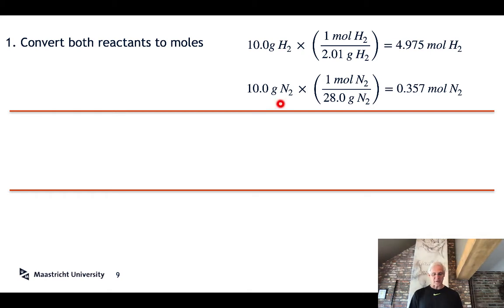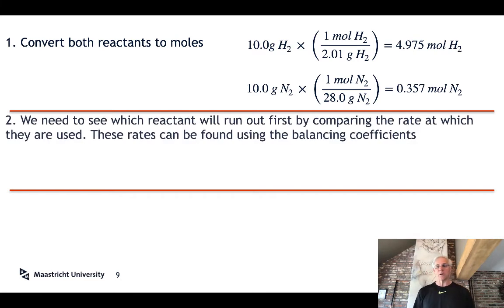Now 10 grams of N2 doesn't give us nearly the same amount of moles, because N2 is a much larger molecule. Nitrogen is a much larger atom than hydrogen, so it weighs more per atom, and so the molecules weigh a lot more as well. So we don't have nearly the same amount of N2. So now we need to see which one of these is going to run out first.